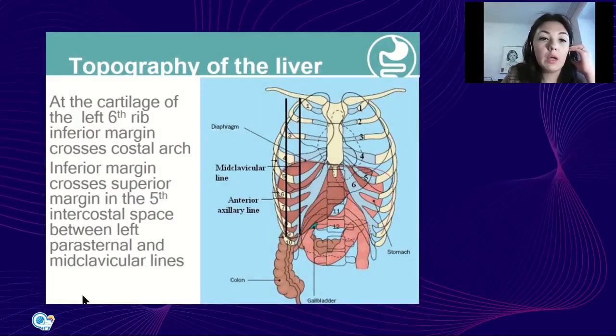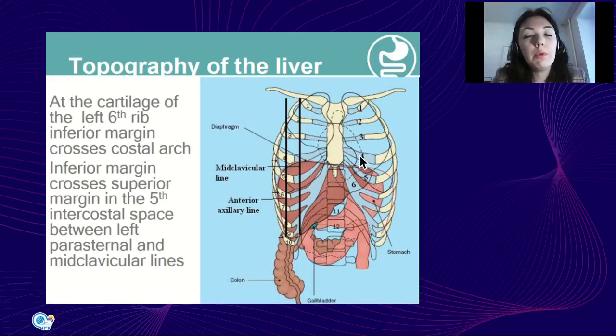And after that, it goes upward, and at the cartilage of the left sixth rib, the inferior margin again crosses the costal arch, and the inferior margin crosses the superior margin. They meet each other in the fifth intercostal space between the left parasternal and midclavicular lines.